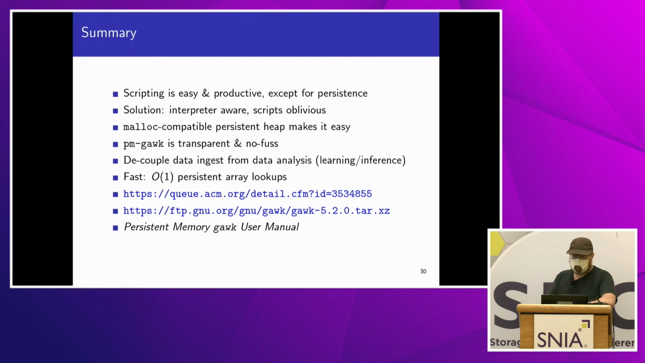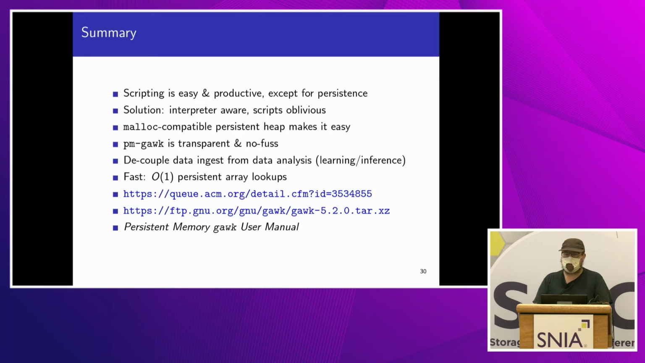So to summarize, scripting is supposed to be easy and productive, and it is, unless you need persistence. The interpreter, not individual scripts, should handle the chore of remembering your variables and functions. Retrofitting persistence onto an existing interpreter is easy with the right persistent memory allocator. My PMA allocator is compatible with malloc and does not require non-volatile memory, which made it easy to implement persistent memory gawk and enables PM gawk to run anywhere.